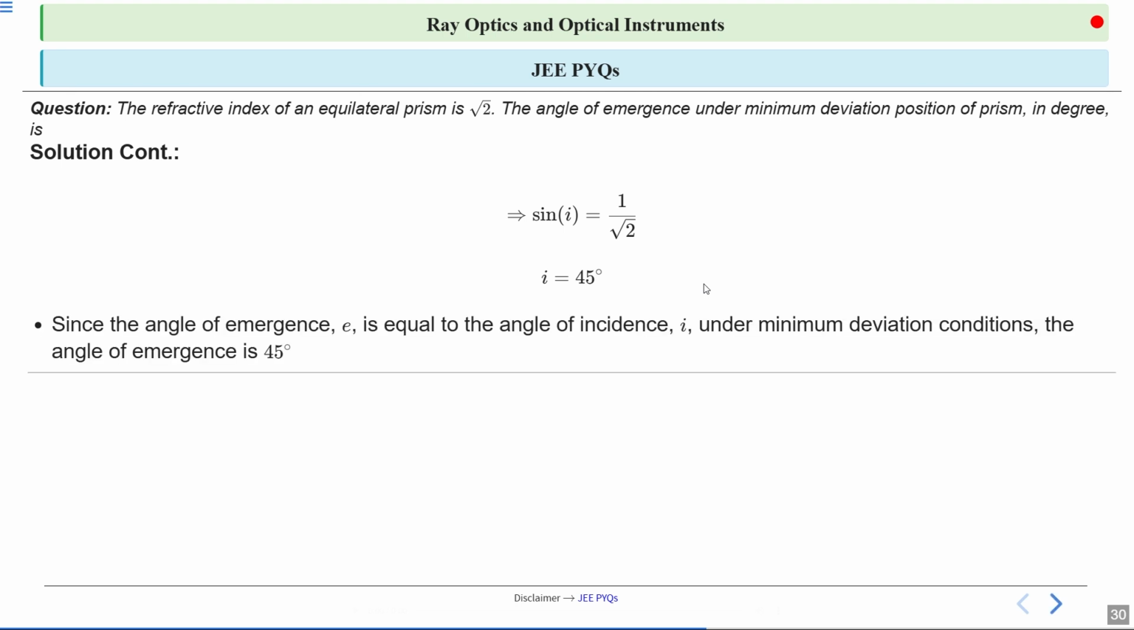Okay, so finally under minimum deviation conditions, the angle of emergence E is equal to the angle of incidence. Therefore, the angle of emergence is also 45 degree. This symmetry in angles is a characteristic of the minimum deviation position. And it simplifies our understanding of how light ray travels through the prism.